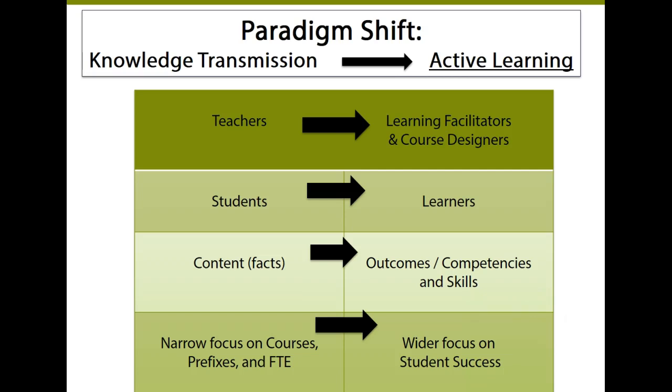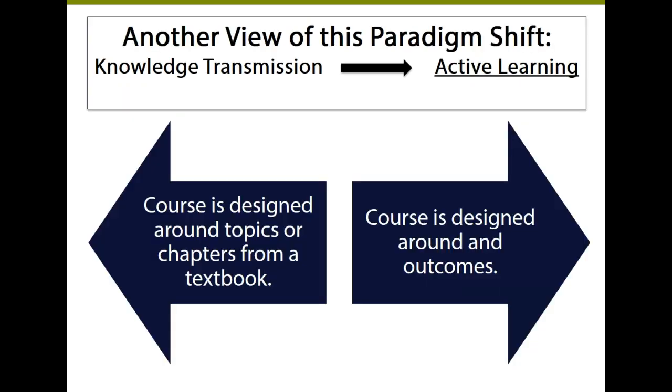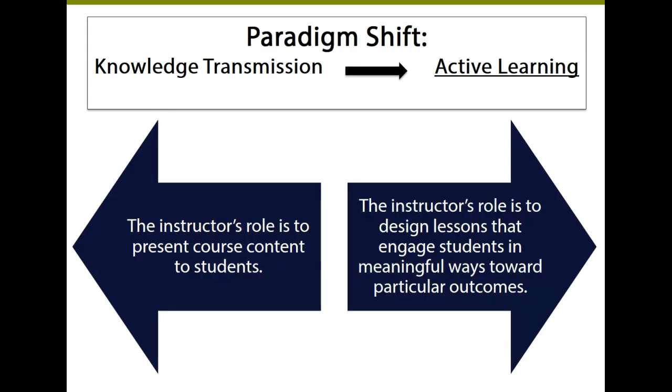And so this is what I'm talking about, right? Not sprinkles or icing on a cake, but a wholesale change to a new way of thinking about teaching and learning. So there's another way we can look at this, right? So the knowledge transmission paradigm is really focused around courses designed to focus on topics or chapters from a textbook. And in active learning, courses are really designed around outcomes.